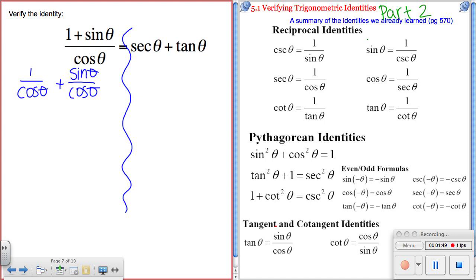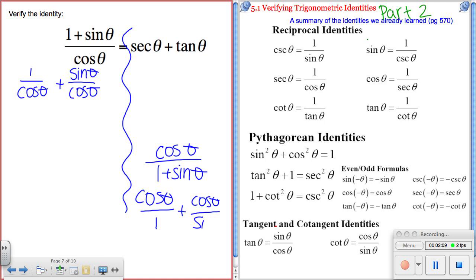Now, be careful for a minute because if it was the other way around, if it was cosine theta over 1 plus sine theta, you can't put cosine theta over 1 and cosine theta over sine theta. So this does not work with splitting up the denominator. It only works for splitting up a numerator. Okay, so be cautious with that. Be careful.